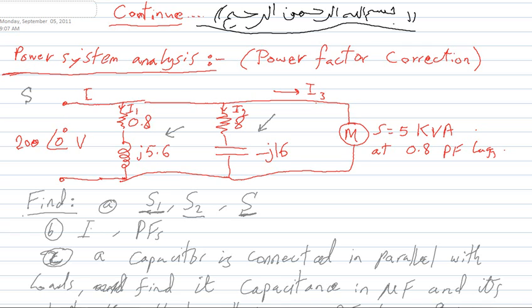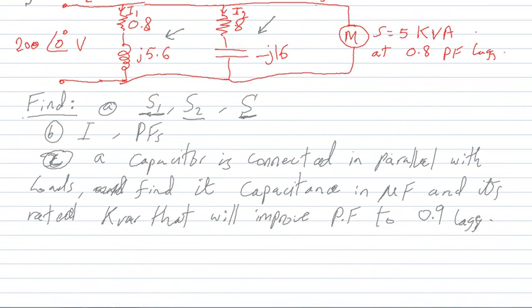B, he asked us to find the current and the power factor of the supply. C, a capacitor is connected in parallel with the loads. Find its capacitance in microfarad and its rated kVAR that will improve the power factor to 0.9 lagging. And we will see how to find the following questions.